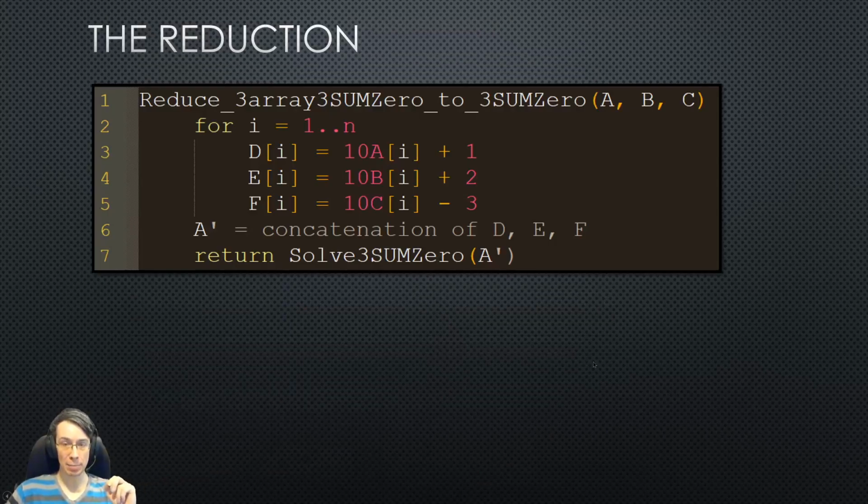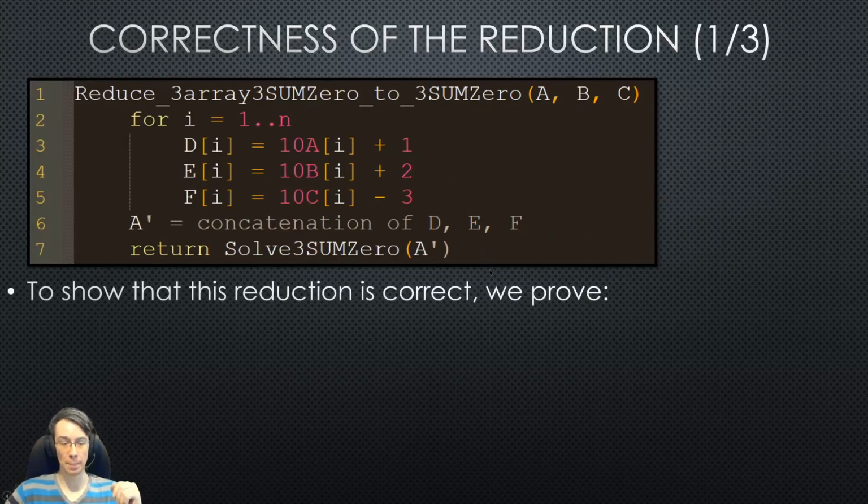And here's how you would implement it. We'd reduce 3-array 3sum0, with input arrays A, B, C, to 3sum0. We would construct new input arrays D, E, F, and then concatenate D, E, F. For each element of each of these input arrays, we're going to take D to be 10 times A plus 1, E to be 10 times B plus 2, and F to be 10 times C minus 3, just as we showed on the previous slide. We concatenate those 3 subarrays, we get A prime, and we call solve 3sum0 on A prime.